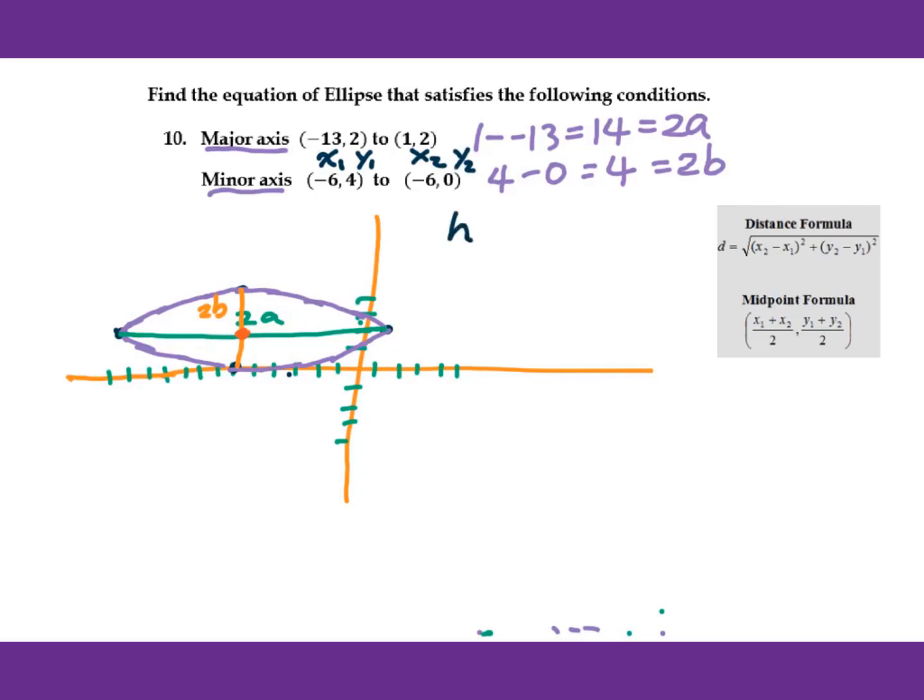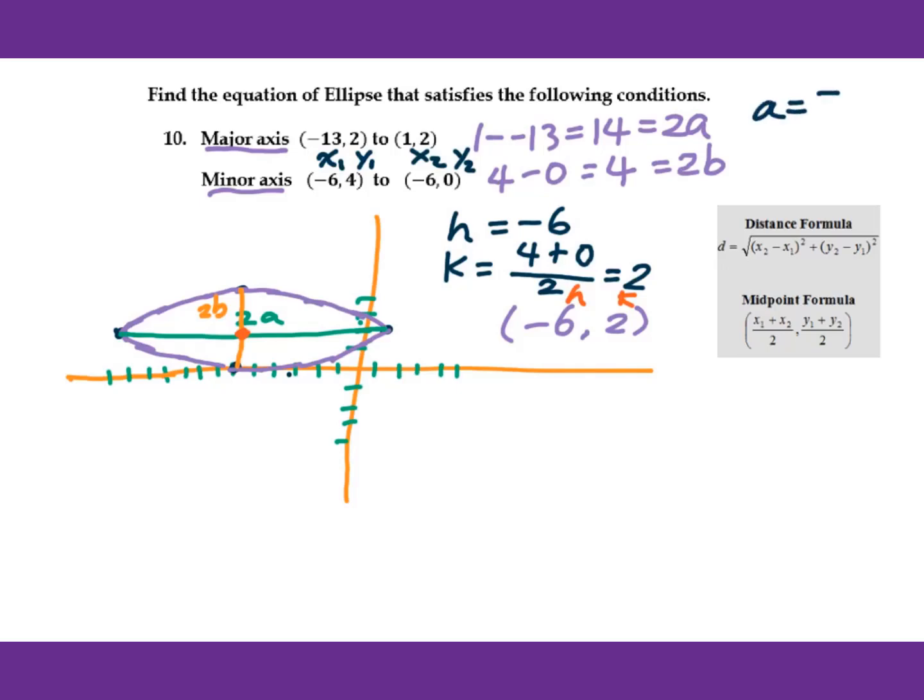Your h equals negative 6. K equals 4 plus 0 over 2, that's 2. So negative 6, 2 will be the h, k. So we will get a equals 7 and b equals 2. According to this graph, a is horizontally and b is vertically moving.